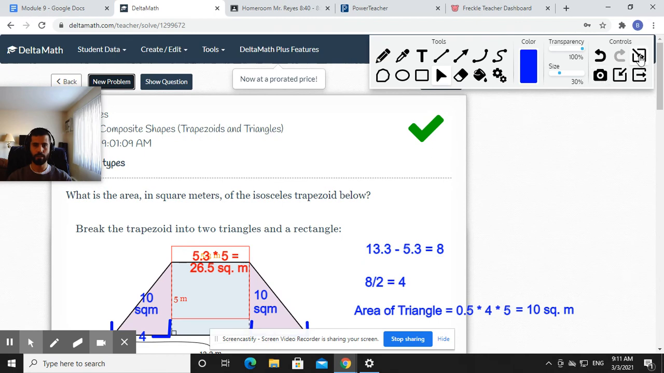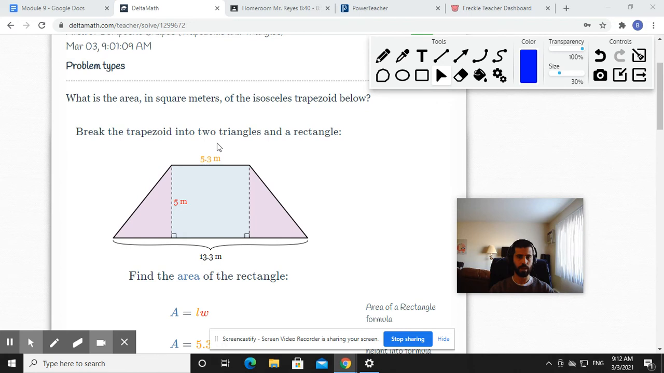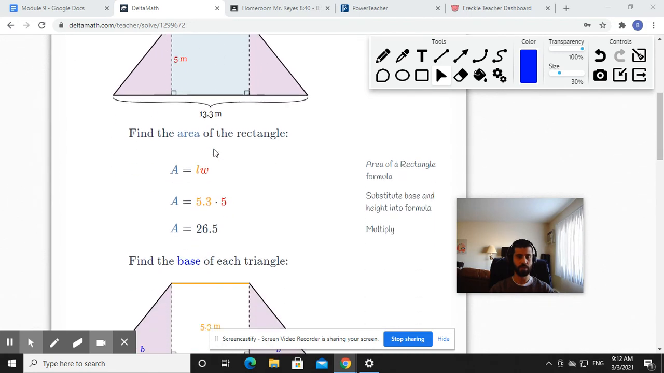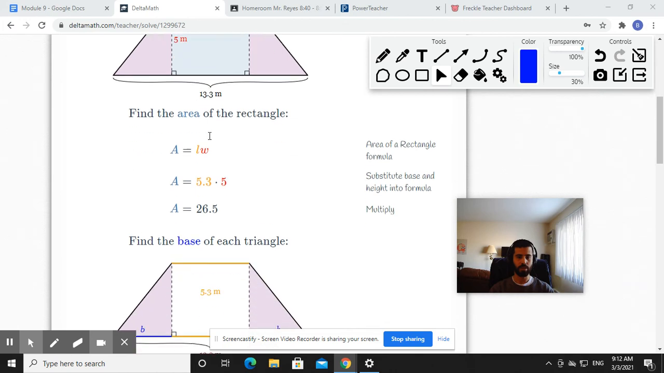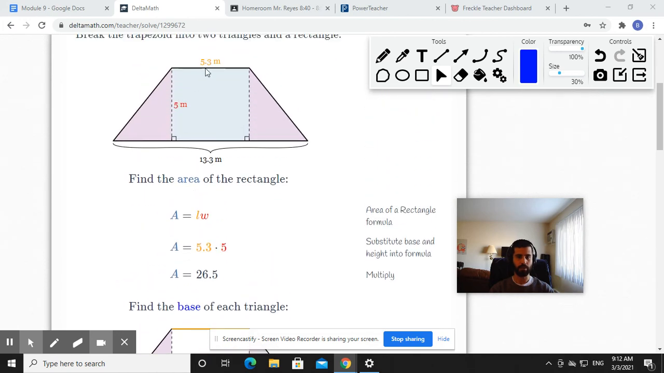Yeah, I did. And you can see in the example that they give that they broke it into 3 shapes. They started out with the rectangle. Area is length times width, or base times height. You can use either terminology. They used 5 and 5.3.